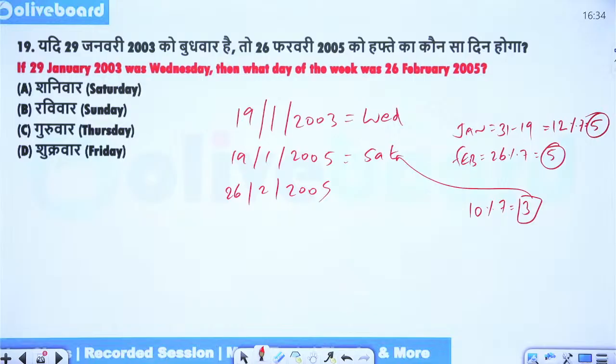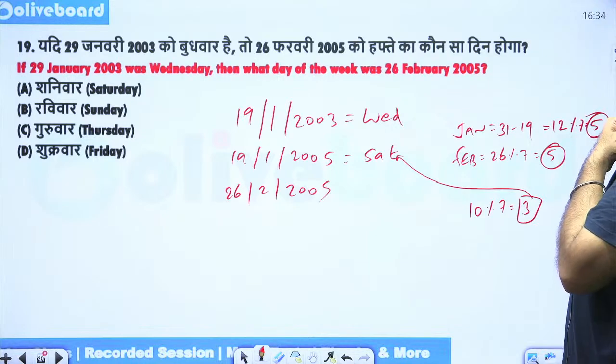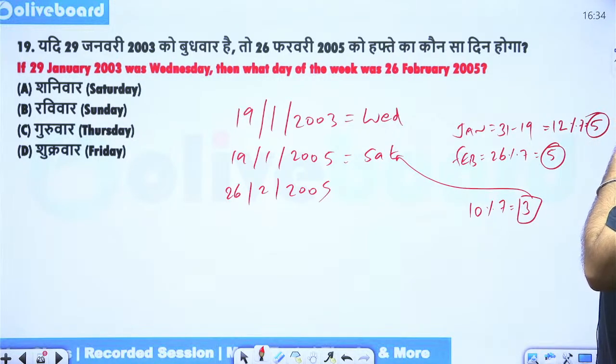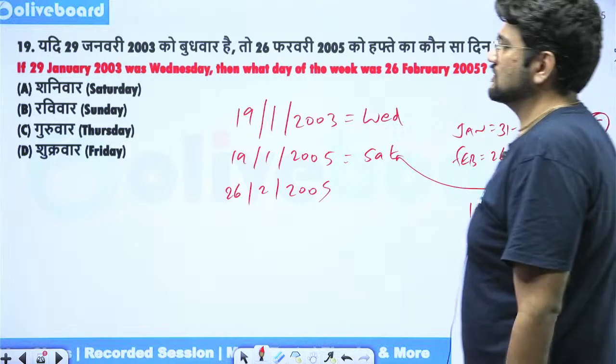2004 was a Thursday and 2005 was a Saturday. January we have 31 and 19. So 12 remainder with 7 is 5, and 26 February, we only have to go till 26 February 2005. So from January and February we will be left with 3 odd days. So we'll add those 3 to Saturday to get Tuesday. Yeah, Tuesday is the correct answer.